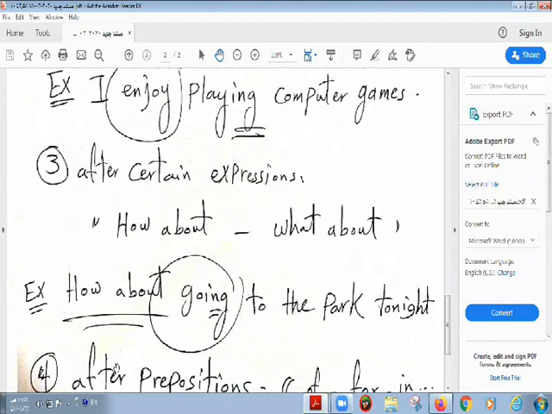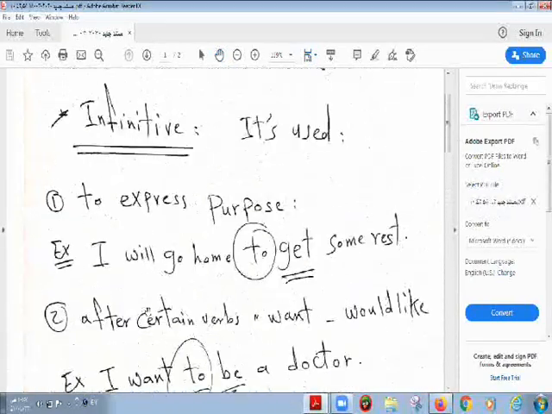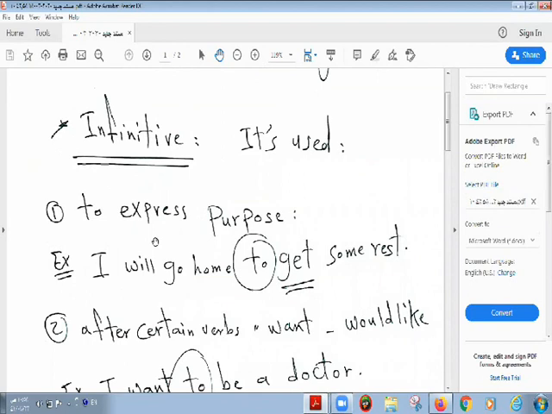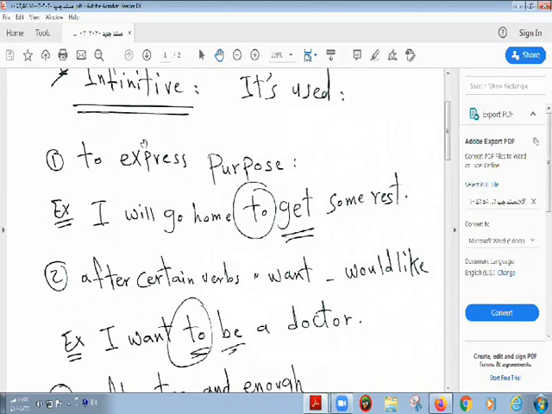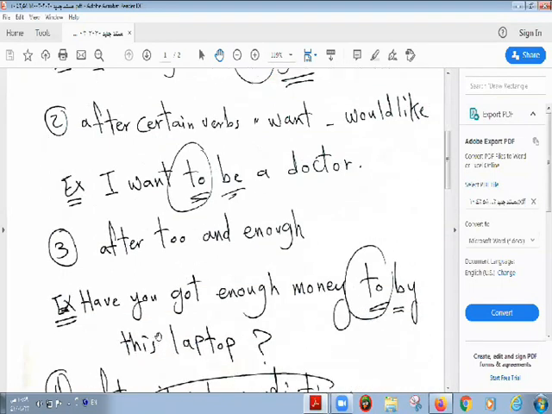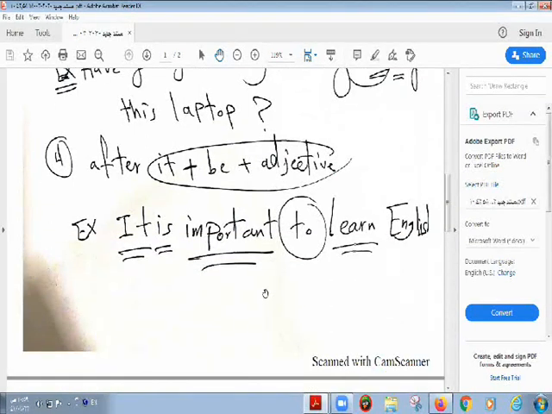Okay. So to summarize our grammar today, we talked about the infinitive case, which is the verb without any additions. For example, I'll go home to get some rest. We said that the infinitive case comes to express purpose or after certain verbs, after to and enough, after it plus be plus adjectives. We also said that we can use the infinitive case after most of the modal verbs.